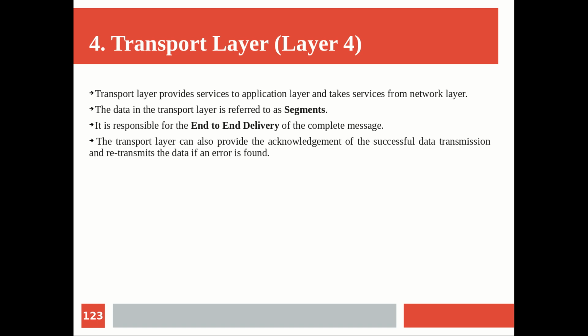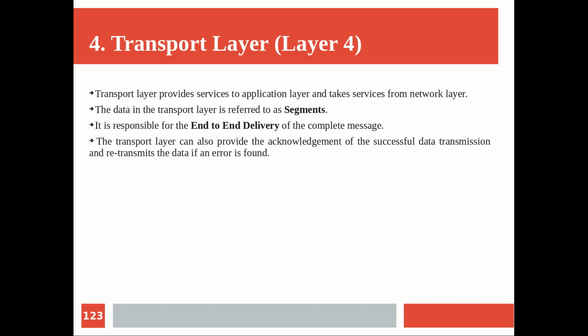The transport layer can also provide the acknowledgement of successful data transmission and retransmit the data if an error is found. So whenever data is received by the receiver, it will send back an acknowledgement. If there is no acknowledgement, that means the data got lost on the way, so the sender can retransmit it. So this will add reliability into your communication.